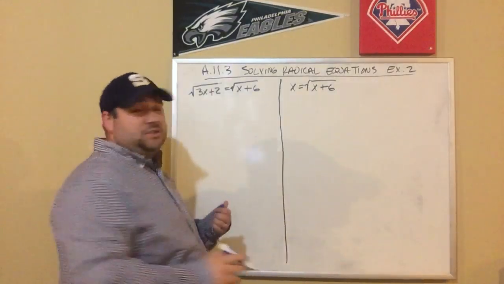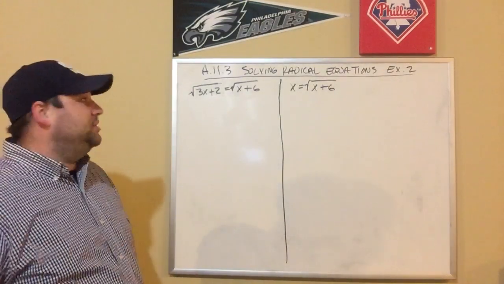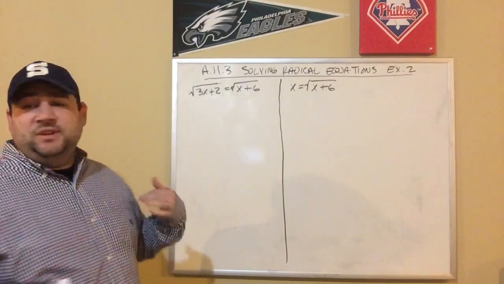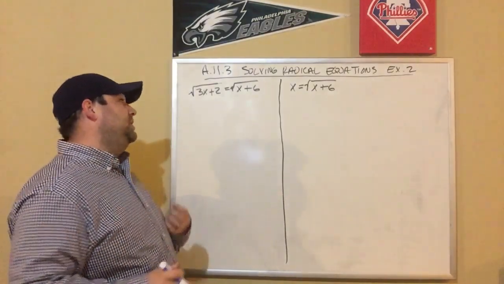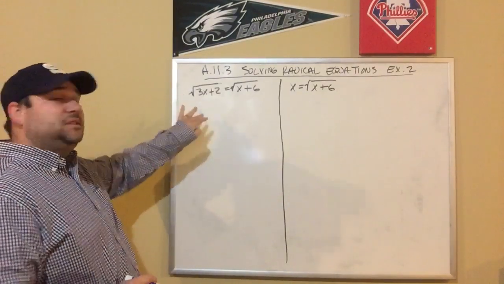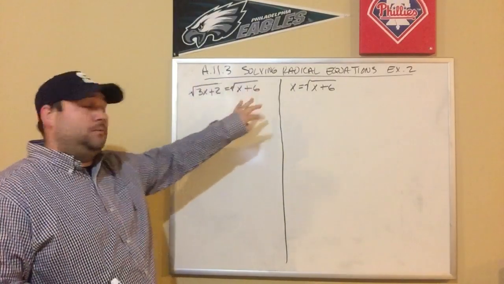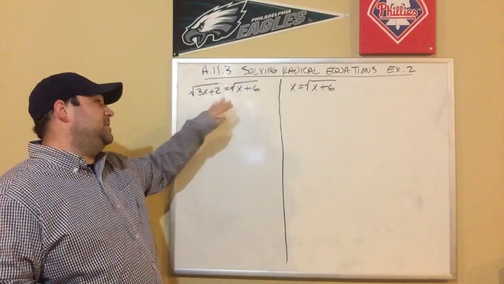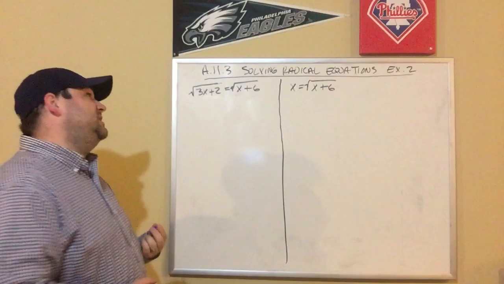Okay, algebra. So we're still solving radical equations here. This is example 2. I got 2 more problems, and these are going to be a little different than the first slide, a little more challenging. The first one's not too bad, but it's a little different in that I've got square root equals square root. We can see it's the square root of 3x plus 2 equals the square root of x plus 6.